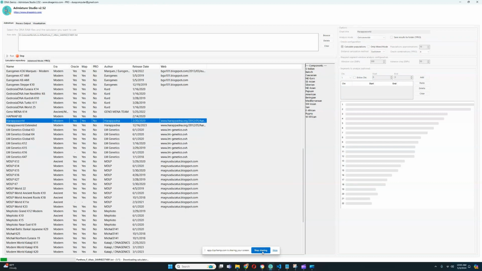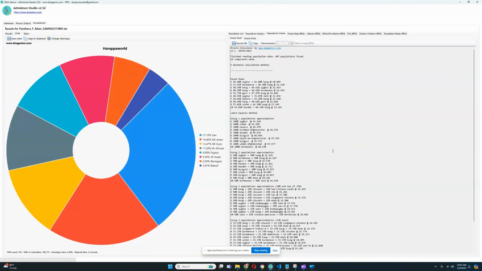I'm going to stop sharing a little bit. Wow. There you go. Harappa World is done, and she scores 27.19% Sun, 19.4% Northeast Asian. Here, she's actually scoring some European. She's scoring 12.47% Northeast European, 11.26% West African, 9.98% Pygmy, 9.4% Southeast Asian, 6.3% Beringian, and 3.9% Baloch.